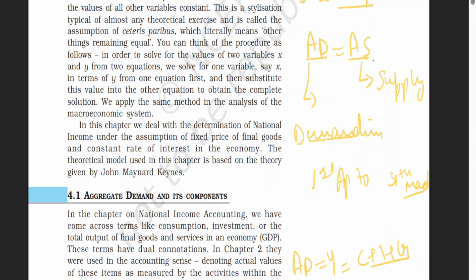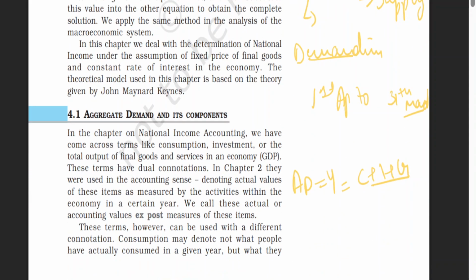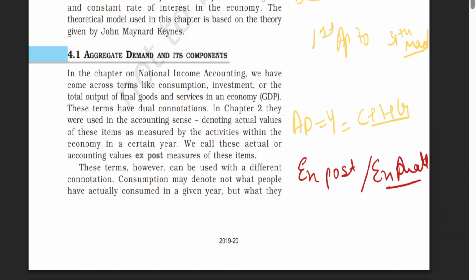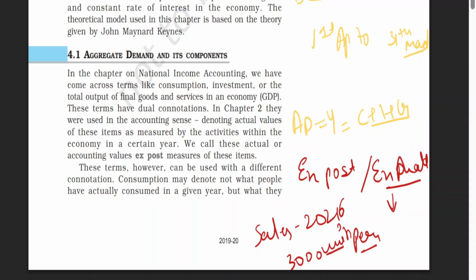Before starting with the components, there are two things, ex post and ex ante. Ex ante is the value which you desired to be, pre-decided, what it is going to be. Like if I say that my sales for 2026 will be 3000 units, this is my ex ante value. I am desiring this to be.